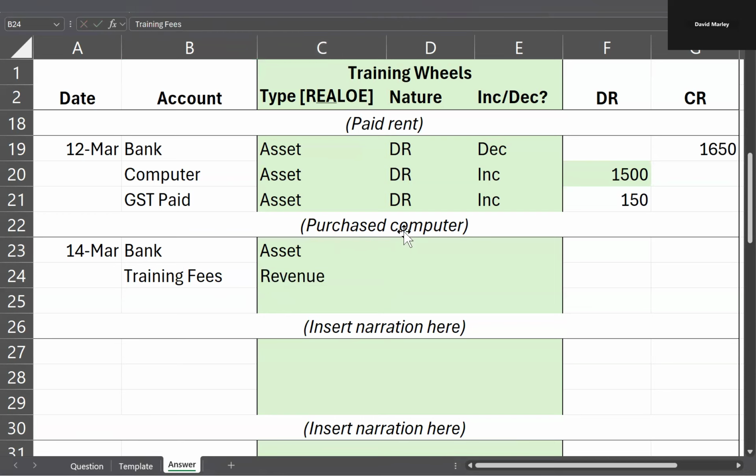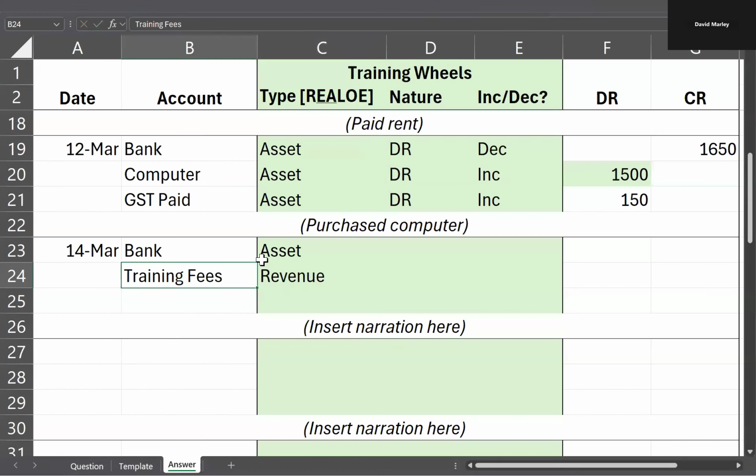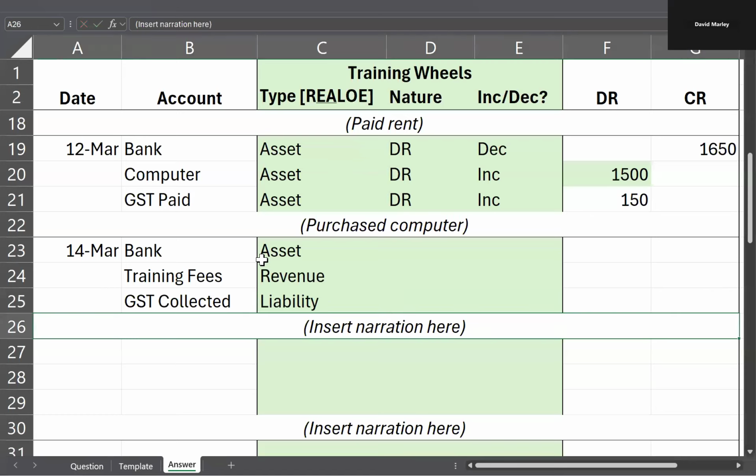The bank is an asset, of course, and are we registered for GST? Yes. It looks like there is going to be GST on this. It's not paid though, it's collected. We collect it, we have to stick it in a bank account until we lodge our activity statement at some point, and then we have to pay that to the tax office.